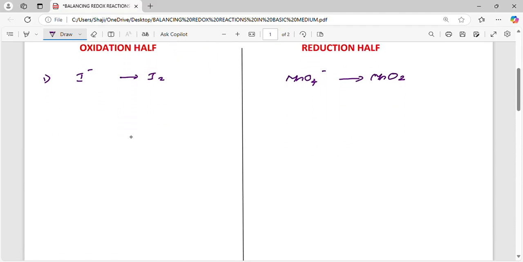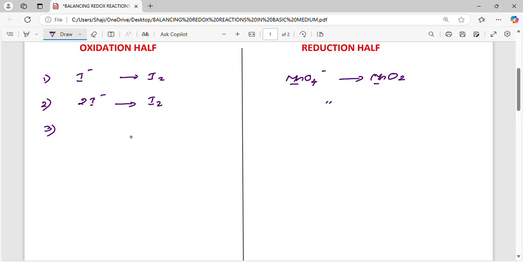In the second step, we have to balance the atoms other than oxygen and hydrogen, which is iodine in the oxidation half. So to balance this iodine atom, let's put 2: 2I- gives I2. Now iodine is balanced. But in the reduction half, manganese is one time in LHS and one time in RHS as well, so no need to do anything in the second step of the reduction half.